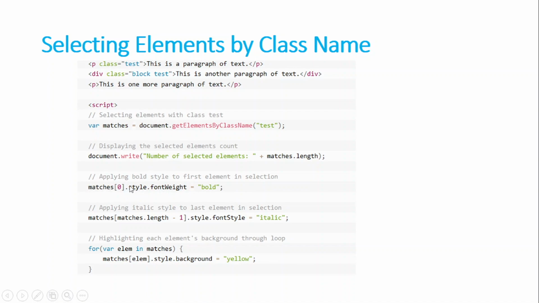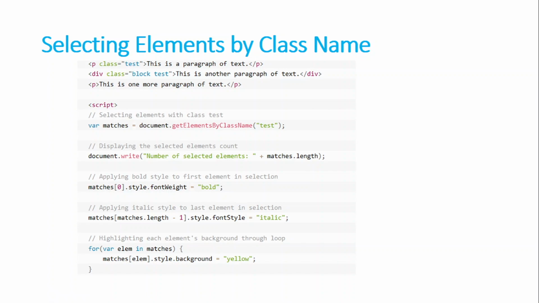Now if I access the first element, the element at index 0, and if I add a style and increase the font weight, it will apply that styling to the first element, the first p tag which has this test class. So remember, this getElementsByClassName always returns an array. If there are multiple elements inside it, they will be accessed by indexing. So we can specify the index and apply the styling or whatever we want on that element. You have to remember that.